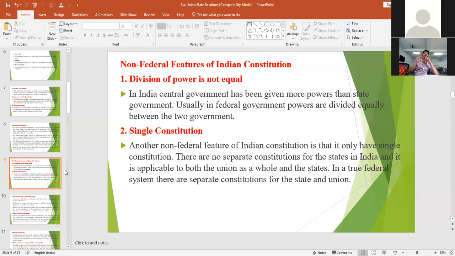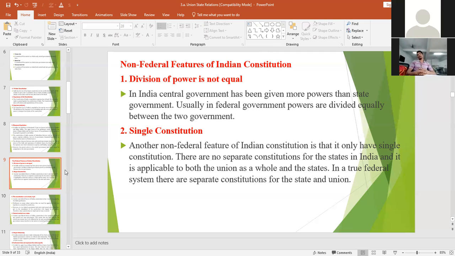That is why it is a non-federal feature of the Indian Constitution. In India, the central government has been given more powers than the state. Usually in a federal government, the powers are divided equally, but here the powers are not divided equally. That is why it is considered a non-federal feature. So this is one of the important non-federal features of the Indian Constitution.